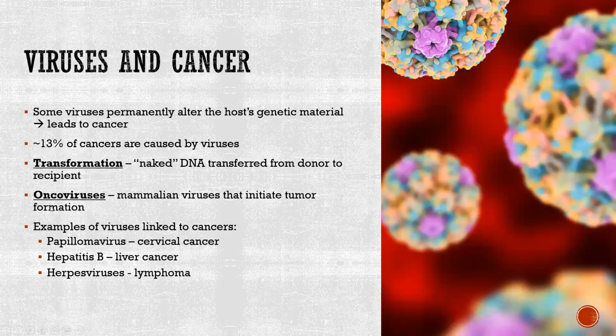Oncoviruses are viruses that will initiate tumor formation, viruses that will change gene expression or maybe turn on oncogenes to proliferate, have aberrant growth. Some examples of viruses that are linked to cancer are the papillomavirus or HPV. You may have heard about it in relation to the HPV vaccine. This is a cervical cancer. Hepatitis B is affiliated with liver cancer, or herpes virus has been connected with lymphoma.